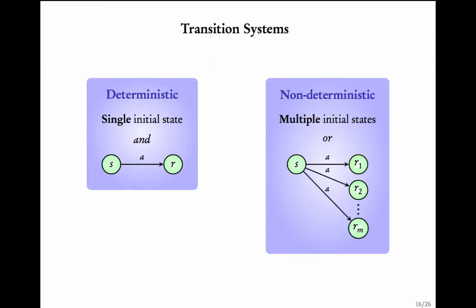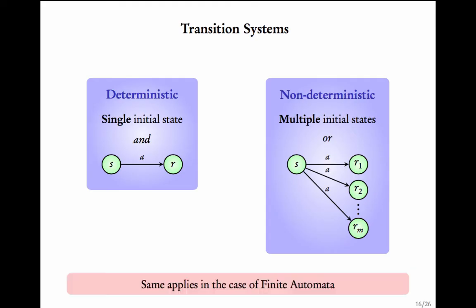We have seen what deterministic and non-deterministic transition systems are in a previous unit. A transition system is said to be deterministic if there is a single initial state and for every state on an action there is a unique transition. It is non-deterministic if one of these conditions do not hold. Either there are multiple initial states or there are multiple transitions on an A or no transition. This can also include no transition on an A. The same structure applies in the case of finite automata as well.